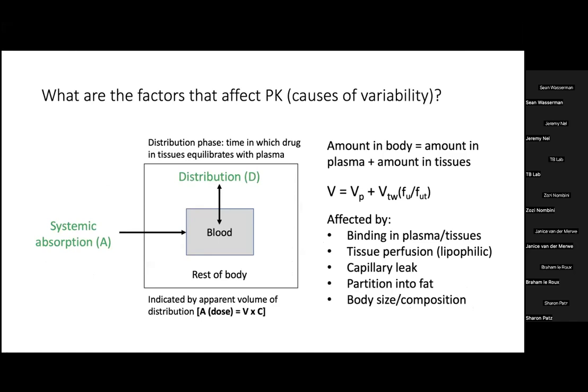The distribution phase is the time in which the drug in tissues equilibrates with the amounts of the drug that is absorbed and goes into the plasma or the blood, right? And this is indicated by the apparent volume of distribution, which has unsurprisingly a symbol V. And the volume of distribution basically relates the concentration in the plasma or the blood to the total amount of drug that is in the body.